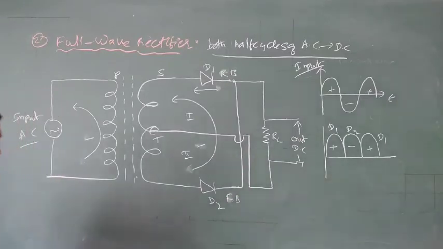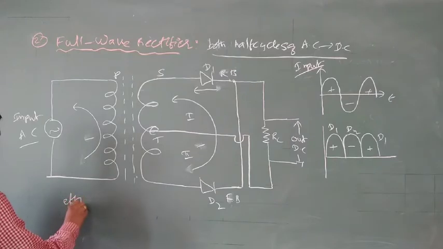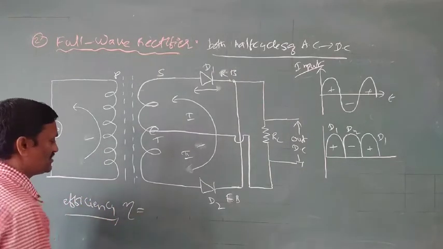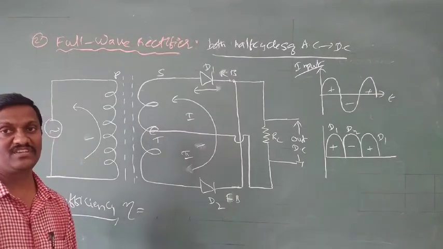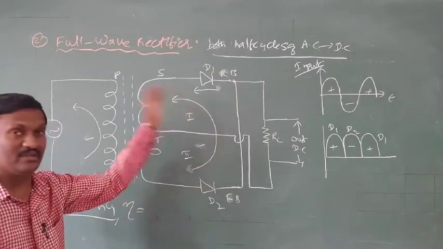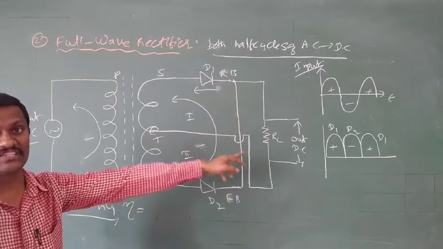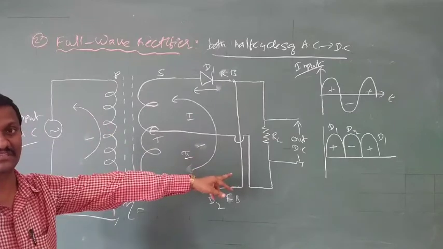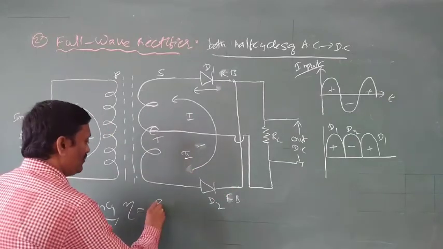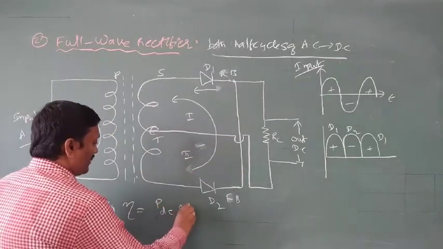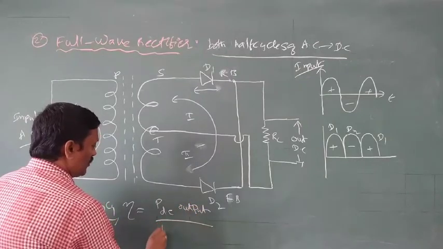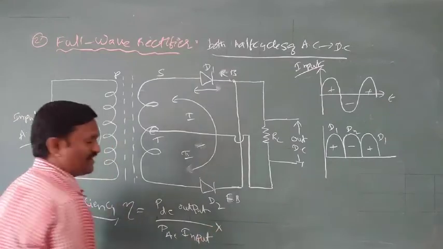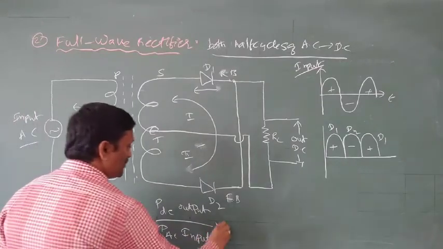Now, what about the efficiency of a full wave rectifier? The symbol of efficiency is eta. Efficiency is always the ratio of output to input: output DC power to input AC power, because it converts AC into DC, so output is always DC. It is the ratio of output DC power to input AC power, and efficiency is expressed as a percentage, multiplied by 100%.